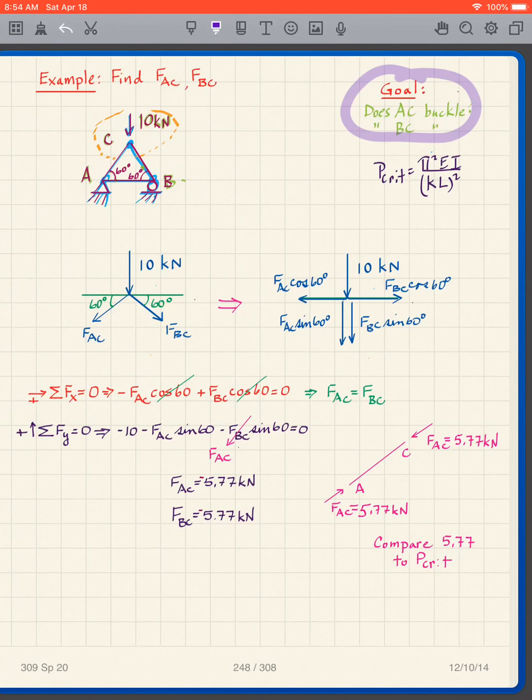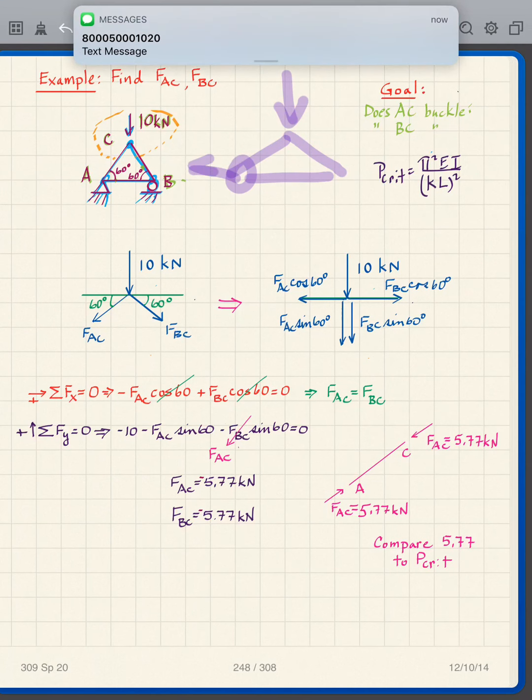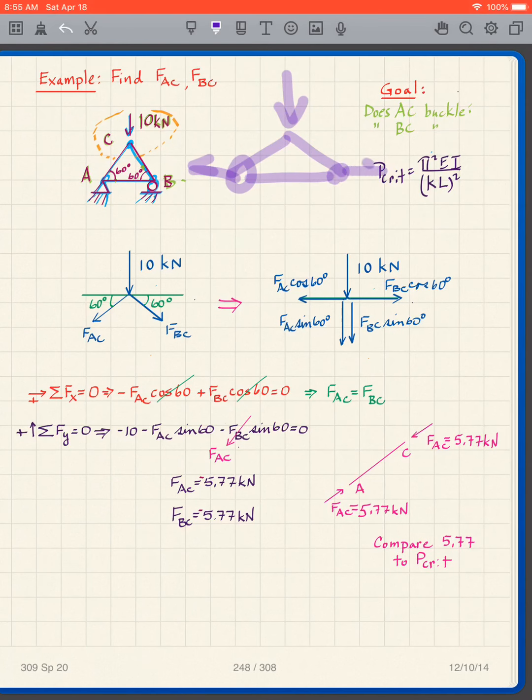This problem is pretty straightforward in the sense that I can see clearly that AC and BC are in compression and AB is in tension. Why do we know that? Because, to exaggerate it, I'm pushing down here, this point is going in that direction. This point is going in that direction. So this member is in tension, and then these two are in compression. And we can verify that with the calculations.